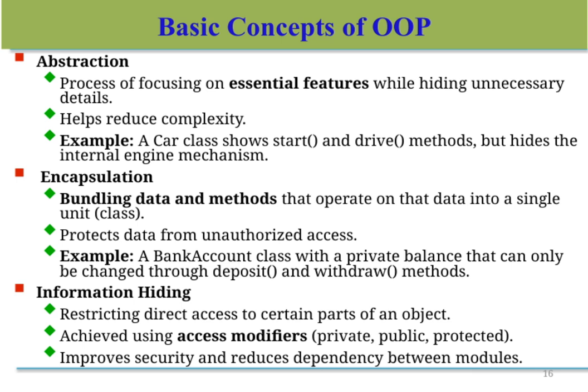Next, we have information hiding. This means restricting direct access to certain parts of an object to improve security and reduce dependencies between different parts of our program. We do this using access modifiers like private, public, and protected. By controlling access in this way, we make our code more robust and easier to maintain.